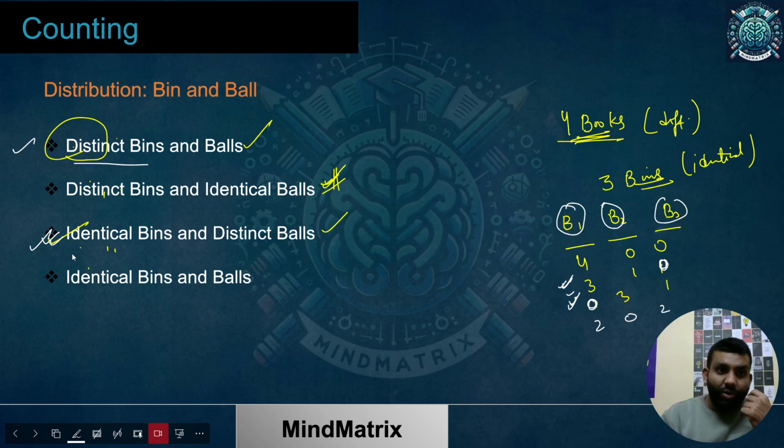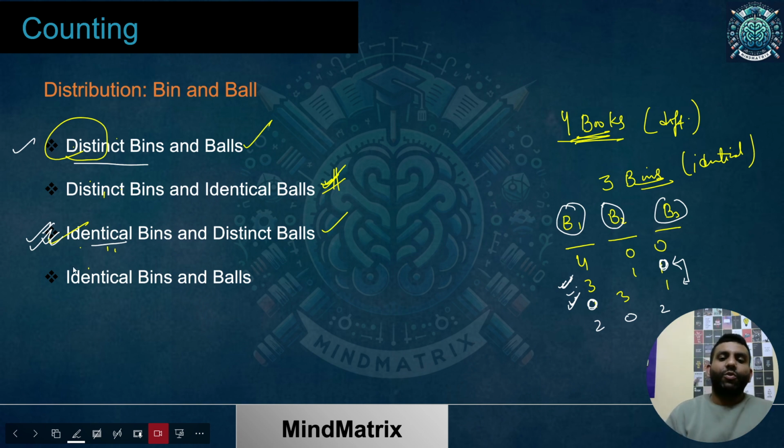But if the bins are the same, then these two are the same, because if I have put 3 books in one of the boxes, it can be any of these boxes since all are the same. So these two cases become identical. I hope the difference is clear. So we won't be counting them as different cases for the third case. Okay, I hope the example is clear.